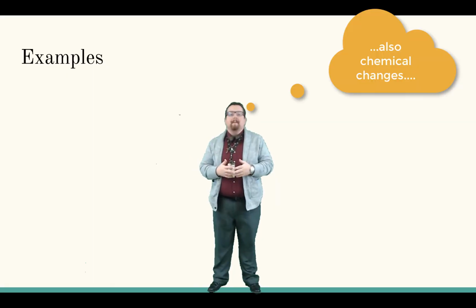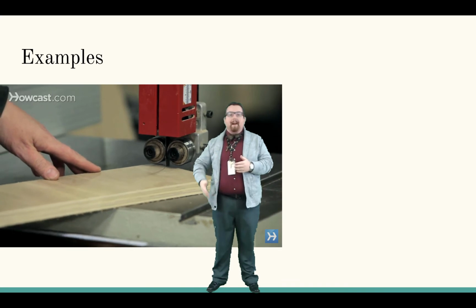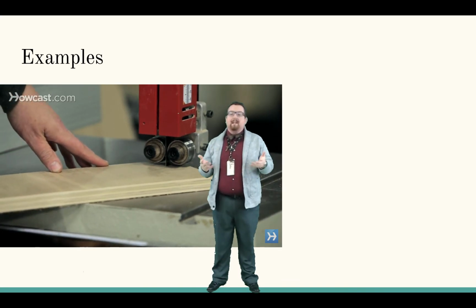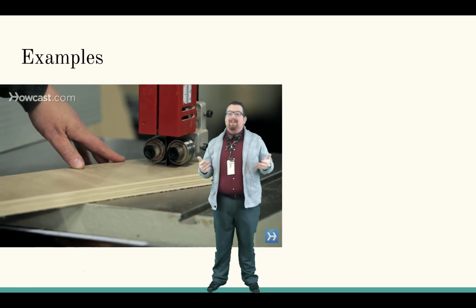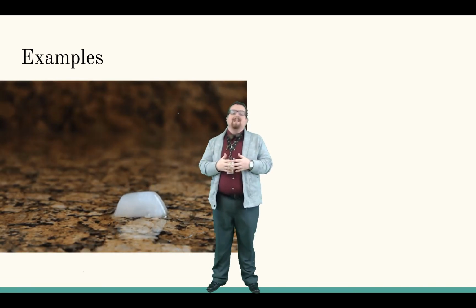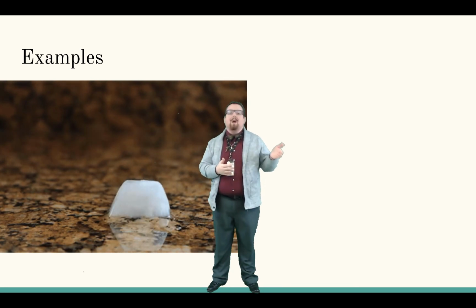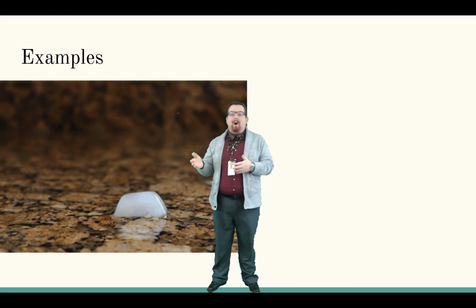So here are some examples of physical changes. In this case, we're taking a piece of wood and we're cutting it in half. After we're done cutting it in half, we still have a piece of wood, so that is a physical change. In this example, you have an ice cube, and you can see that it's melting. Before the physical change, you had solid water, and afterwards you had liquid water. But the whole time it's still water, so it was a physical change.